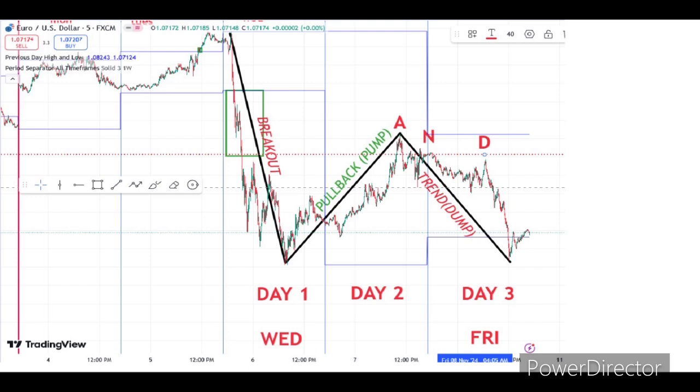Wednesday is day 1. Now on Thursday, we have an inside day, which means that the entirety of Thursday's price action takes place within the high and low range of Wednesday. Or in simpler terms, Thursday is a day that does not break a daily boundary. Thursday does not break out of Wednesday's low, and it does not break out of Wednesday's high. It's an inside day. Okay?